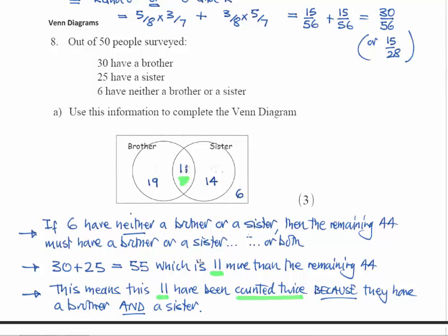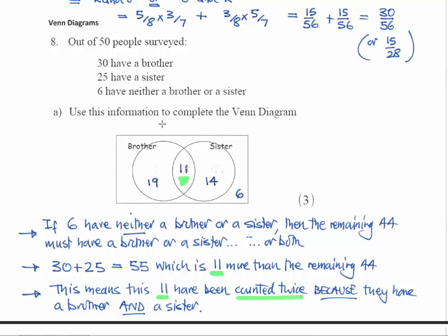So these 11, the difference between the 55 and the 44, are the people who put their hand up twice. Once when I asked them if they had a brother, and once when I asked them if they had a sister. So these 11 go in here. Now we're told that 25 have a sister. Well, we've already got 11 who have a sister and a brother, so the remaining 14 go in here.